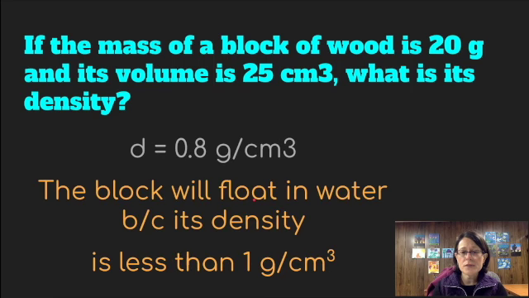Then I do the division. And 20 divided by 25 is 0.8 grams per cubic centimeter. Now notice, grams divided by cubic centimeters, just like in the equation. Okay? And I also made a note that the block will float in water because its density is less than 1 gram per cubic centimeter. 0.8 is less than 1, so it will float.